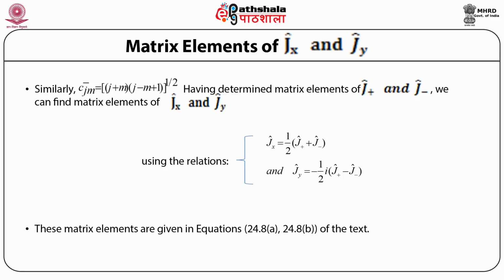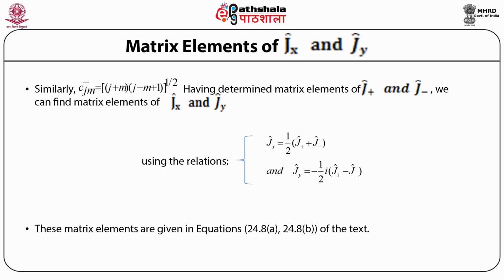Delta Jj prime gives us a value 1 if j is equal to j prime and returns a value 0 if j is not equal to j prime, while delta M prime M minus 1 gives a value 1 if M prime is equal to M minus 1 and gives a value 0 if M prime is not equal to M minus 1.